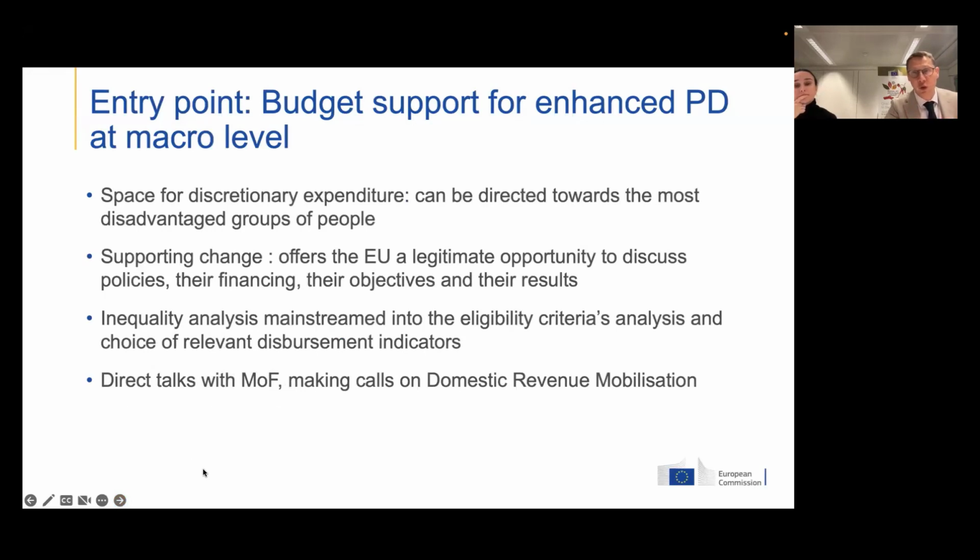With budget support, you have a strong entry point for your policy dialogue at the macro level, discussing the space for creating new discretionary expenditures that can be better directed towards the most disadvantaged groups of people, supporting change, and offering a legitimate opportunity for the EU to discuss policies, their financing, their objectives, and their results. This is done in most countries where budget support is being used, but obviously it offers this strong platform, and bringing that inequality focus is made perhaps easier when you have this ongoing type of operations.